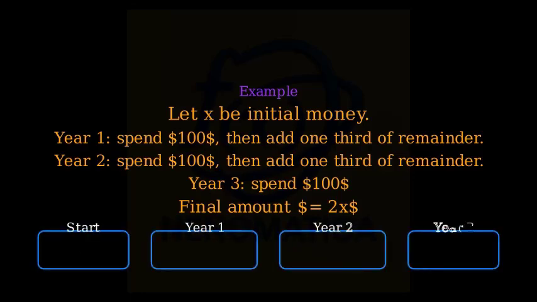To keep everything organized, let us sketch a simple timeline of the 3 years. Each box is a year. Arrows show the operations we do. Subtract 100, then add 1/3 of the remainder, and so on. This will anchor the algebra we write next. Notice the leftmost box is the starting point, labeled x. In year 1, minus 100, then plus 1/3 of the remainder. In year 2, minus 100, then plus 1/3 again. In year 3, minus 100, and we are told the result equals twice x.